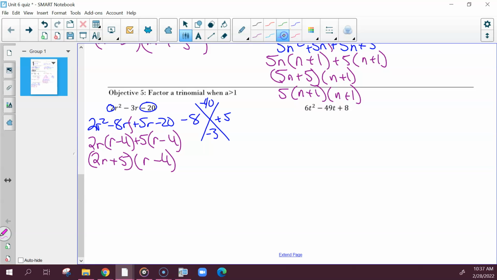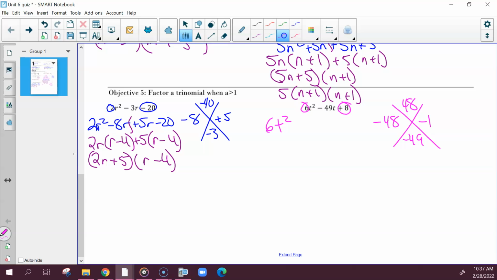Alright, last one. Here, this does not have a GCF, so we're going to multiply 6 and 8. So we're looking for two numbers that multiply to be 48, but add or subtract to be negative 49. When those two numbers are close, it's more than likely going to be whatever and 1. So here, if I have negative 48 and negative 1, those would add to be negative 49. So don't forget that one. Everyone forgets those factors. And then the process would be the same.